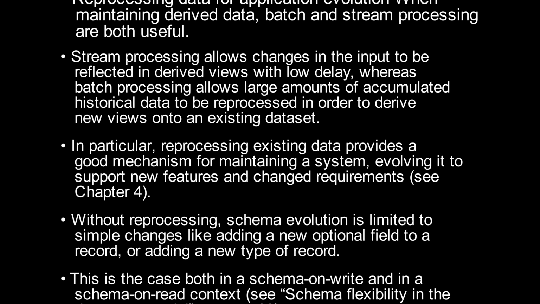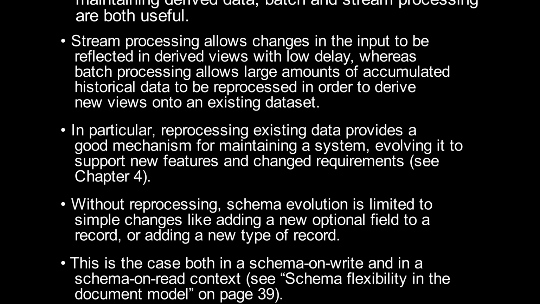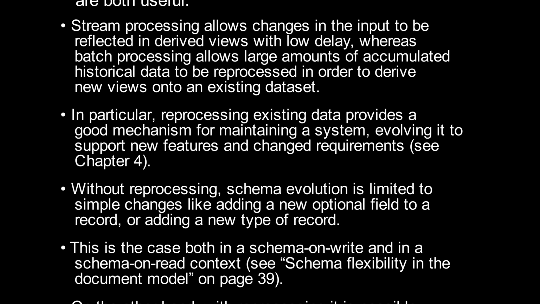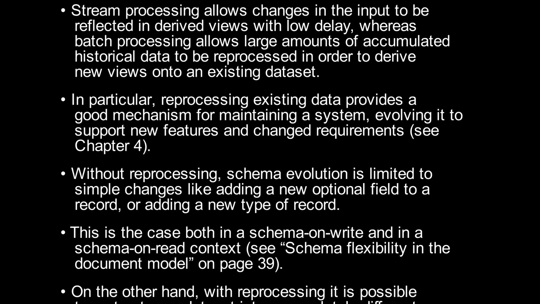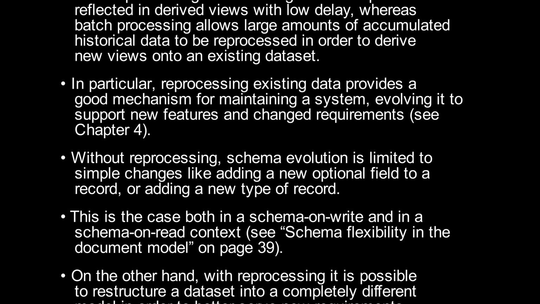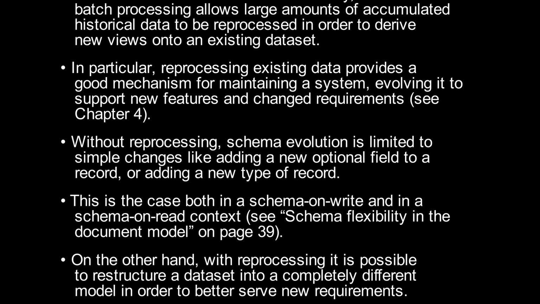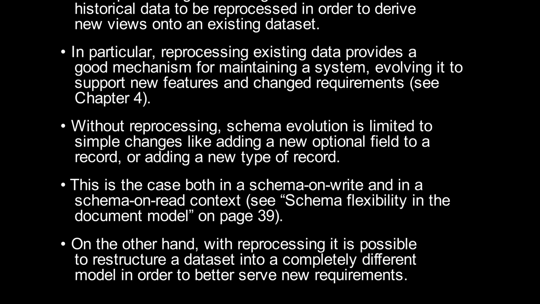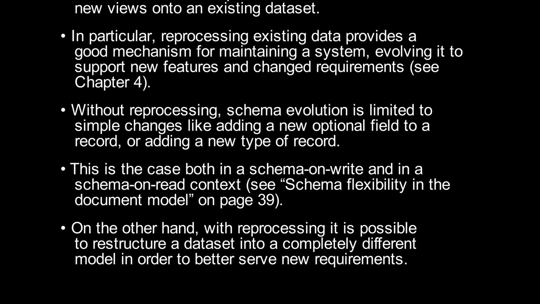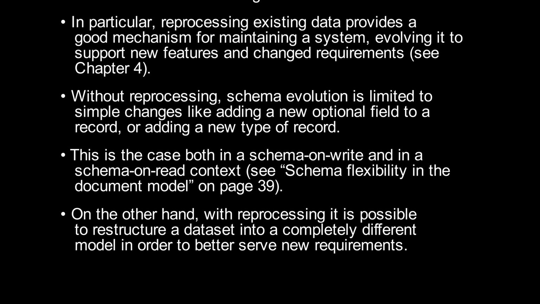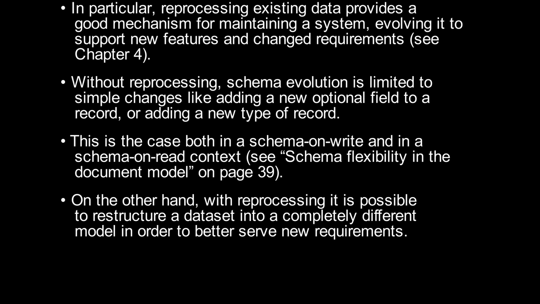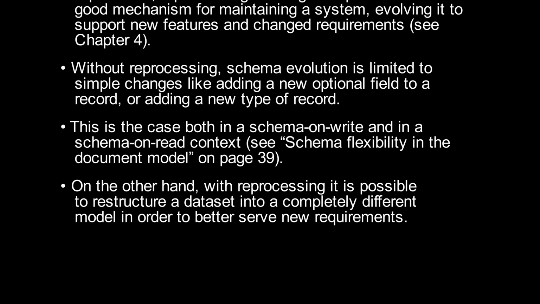Without reprocessing, schema evolution is limited to simple changes like adding a new optional field to a record or adding a new type of record. This is the case both in a schema on write and in a schema on read context. See schema flexibility in the document model on page 39. On the other hand, with reprocessing it is possible to restructure a dataset into a completely different model in order to better serve new requirements.